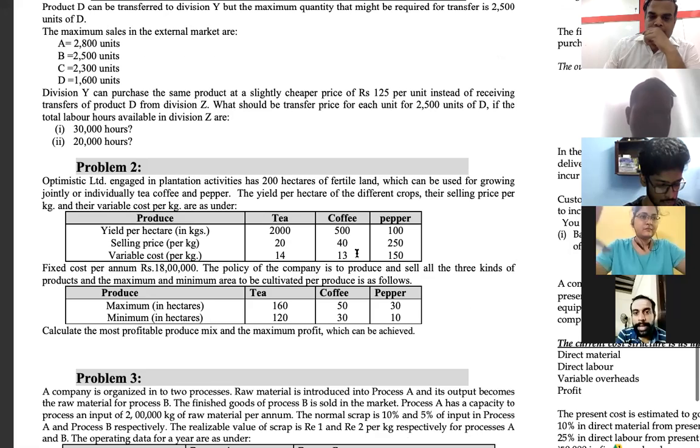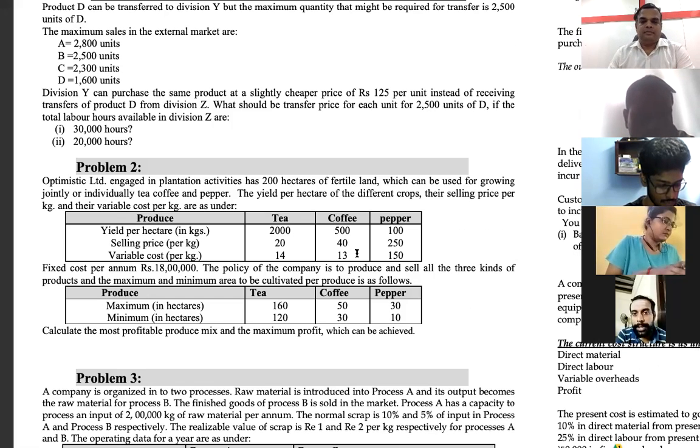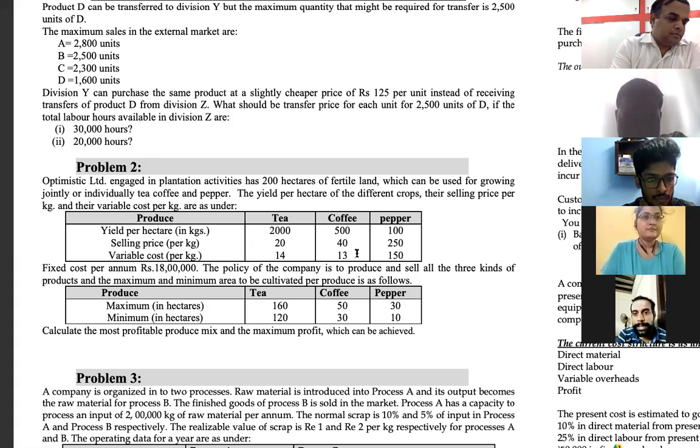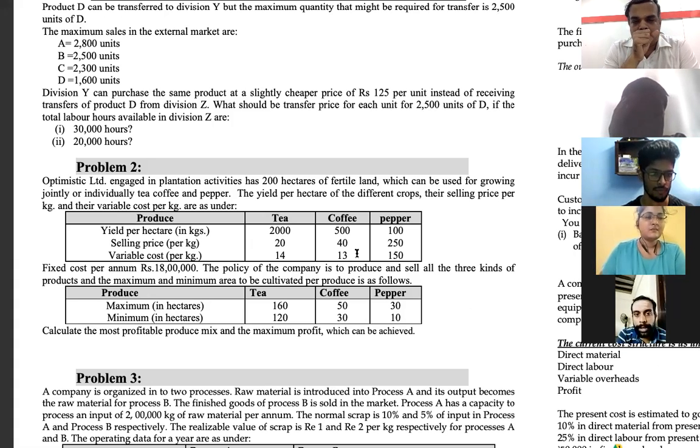Emitters engaged in the plantation activities have 200 hectares of fertile land that can be used for growing tea, coffee, and pepper, jointly or individually. The yield per hectare of the different crops, their selling price per kg, and their variable cost percentages are factors. Yield per hectare in kg: 2,500.